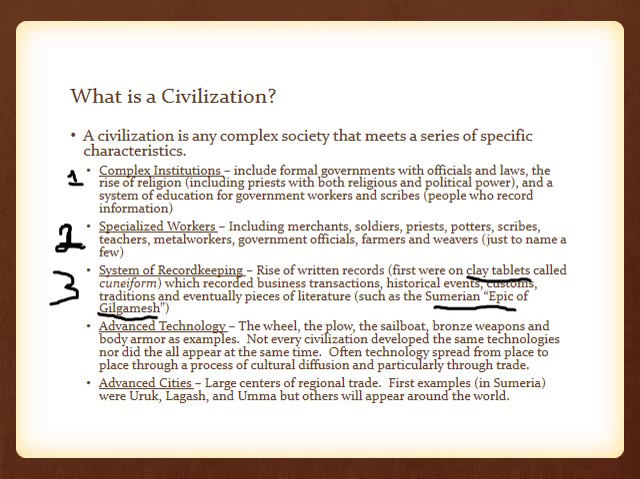Then we have advanced technologies, things like the wheel, the plow, a sailboat, bronze weapons, body armor. Not every civilization will develop the same technologies, and they're not all going to appear at the same time. Often, technology will spread from one place to another through a process called cultural diffusion and through trade. Then that's number 4, advanced technologies. And number 5 is advanced cities. A city is defined as a large center of regional trade. For example, in Sumeria, you had the cities of Uruk, Lagash, and Umma, but others will appear all over the world.